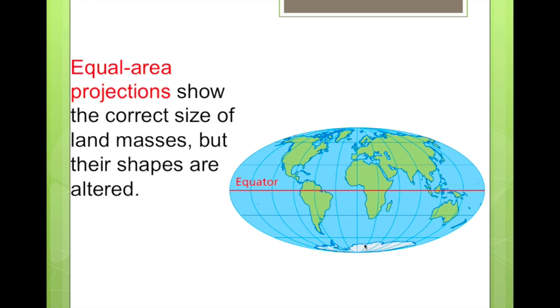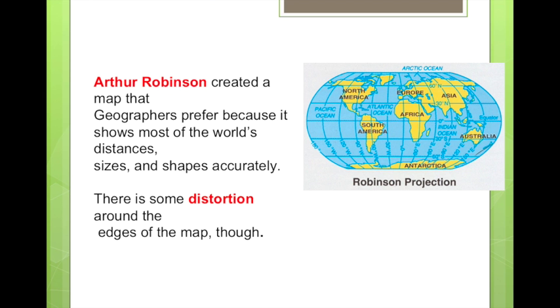But if you look at it here on this map, you see the actual size. This distorted map or projection is an equal area projection. It shows the correct size of the landmass, but their shapes are altered. So if you look at South America, or Australia, or Alaska over here, you see that the shape is changed, but their size in relationship to each other is the same.